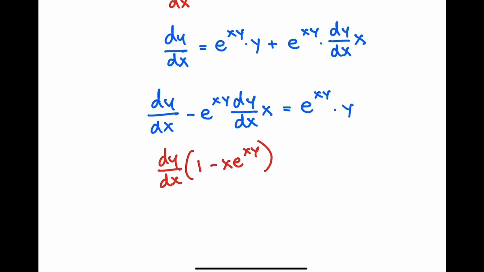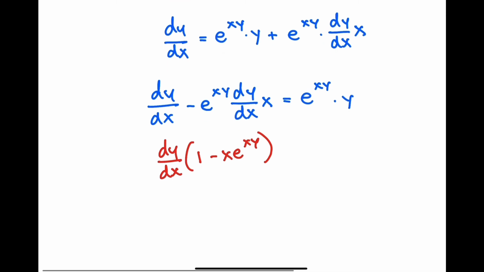And I know I rearranged it a little bit. I kind of put the x in front of the e to the xy because it looks a little bit nicer. But you certainly don't have to do that. All right, and I'm going to do the same thing on the other side to make sure this looks as clean as possible. I'll write this as y e to the xy on the right side.